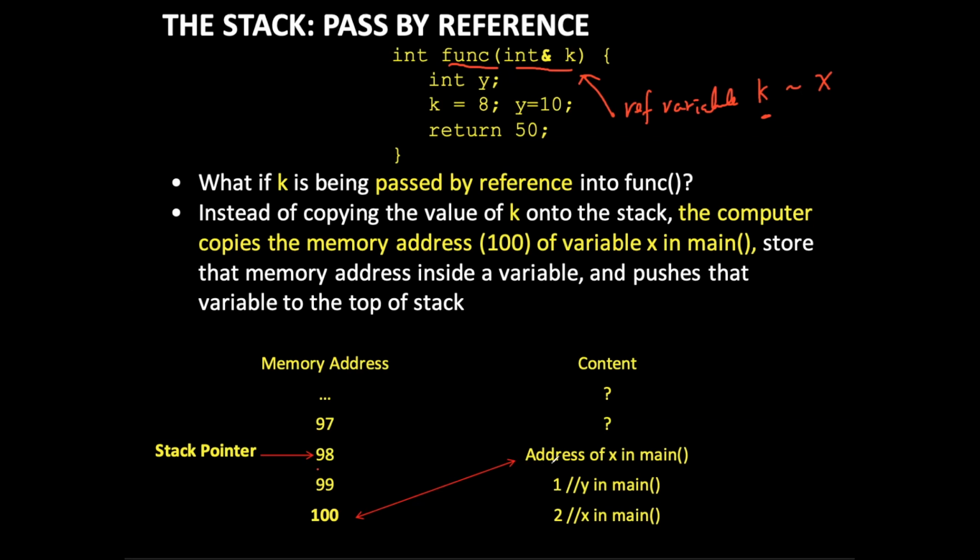Instead of storing k in the activation frame with the memory address 98, we're storing the address of x in that activation frame. So now you can kind of see what is being stored in your call stack, depending on whether that variable is passed by reference, passed by value, or passed by pointer. Passing by reference and passing by pointer are very similar. Namely, you're storing the address of the original object. However, passing by value means that you're making a copy of that original variable inside that activation frame.